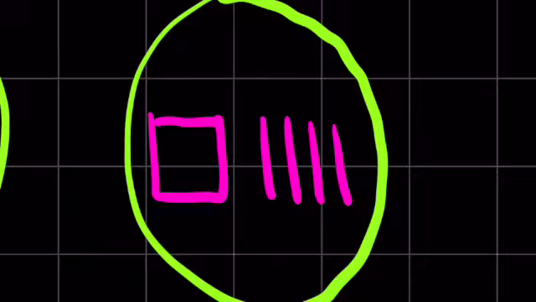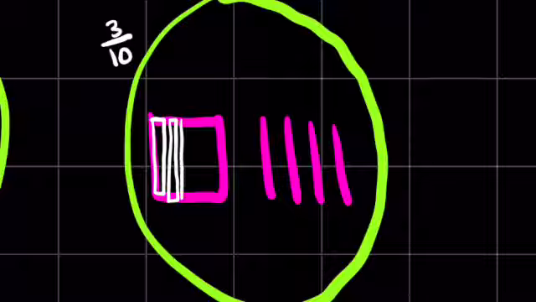3/10 of a flat. So I can break my flat into 10 equal pieces and then just look at 3 of them. That would be 3/10. Okay? You could think of that like a fraction, 3/10. If I want 3/10 out of my flat, I'm going to break it into 10 longs, right? Those are equal size pieces for my flat. So this would be 1/10, 2/10, 3/10. 3 longs would be 3/10 of my flat.